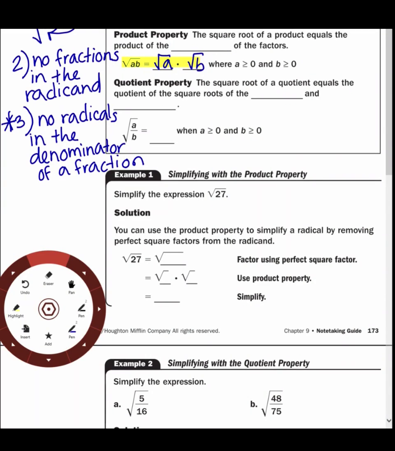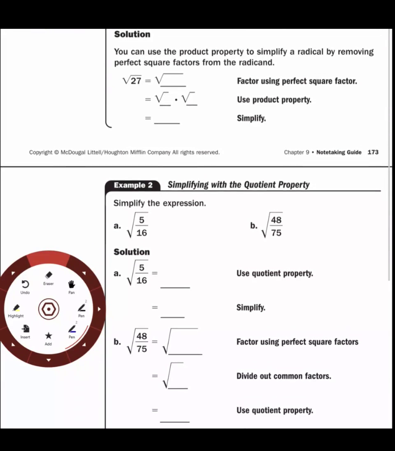Okay, next, the quotient property is the same thing, but dividing. So the square root of a quotient equals the quotient of the square roots of the numerator and denominator. So the square root of a over b is the same as the square root of a over the square root of b. And again, I'm going to highlight that. Okay. So now I'm going to scooch it up a little bit. You can pause if you're still copying.